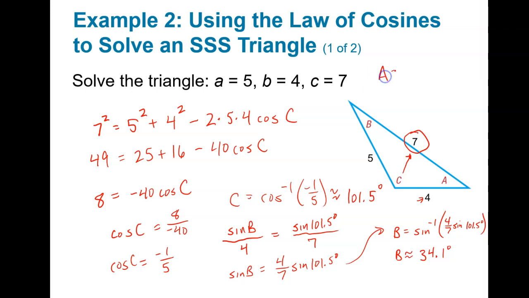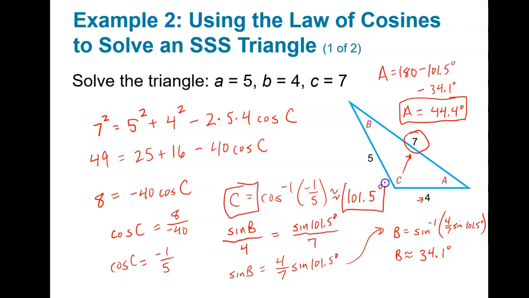And then the 180 rule to find angle A. So angle A is equal to, we start with 180, subtract what we got for C, subtract what we got for B, and we get A is about 44 point. So remember, side, side, side, I will need to find all 3 angles, and there are my 3 angles.